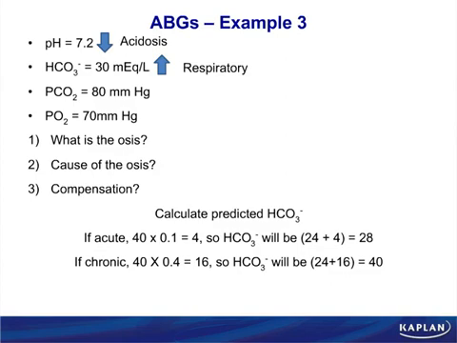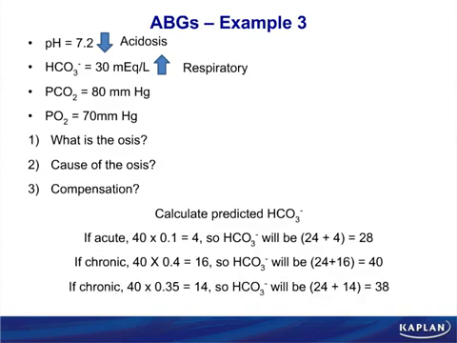How did we get that? 40 times 0.4 is 16. So 24 plus 16 is 40. Hey, let's just try it real quick with the technically correct number. Notice, if I use 0.35, I can't do that quite as quickly in my head as I can 0.4. But bicarb will be elevated 14, so bicarb will be 38.